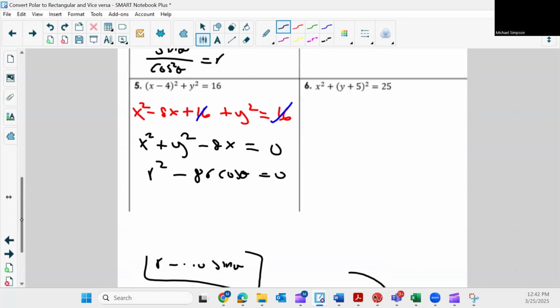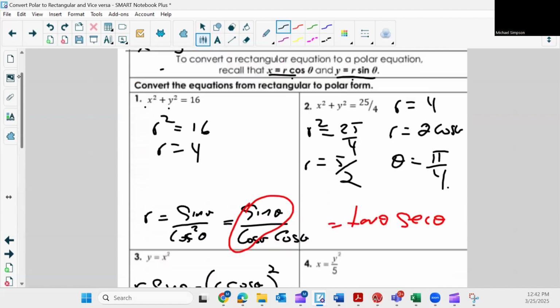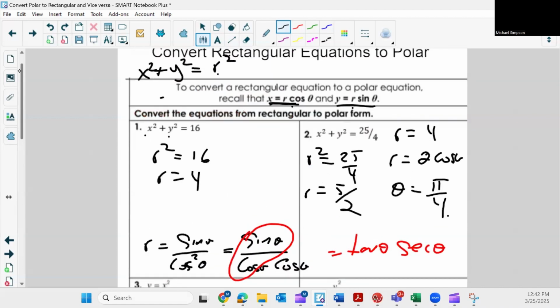Then pause for a second. Okay, am I losing you? Where am I losing you at? Remember I told you before, x is equal to r cosine theta, and y is equal to r sine theta. Good. All right, see that now? Remember, the goal is to replace all the x's with the trig function. So you have to replace the x with r cosine theta. All right.